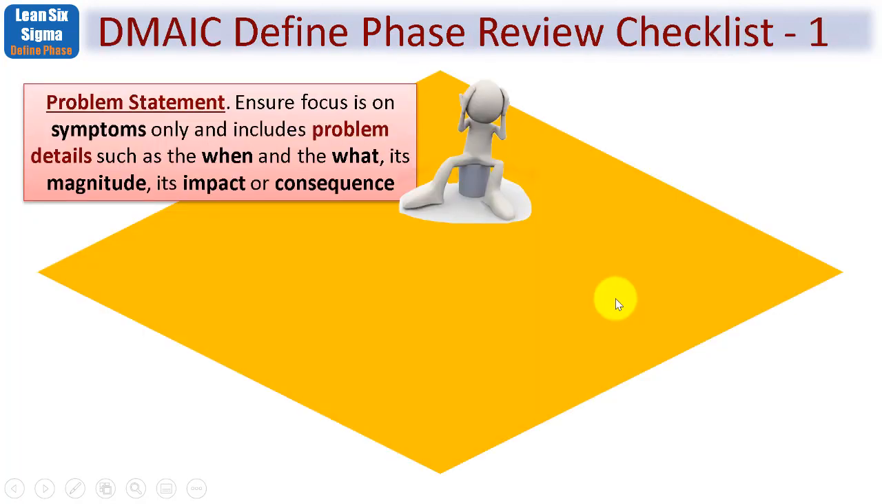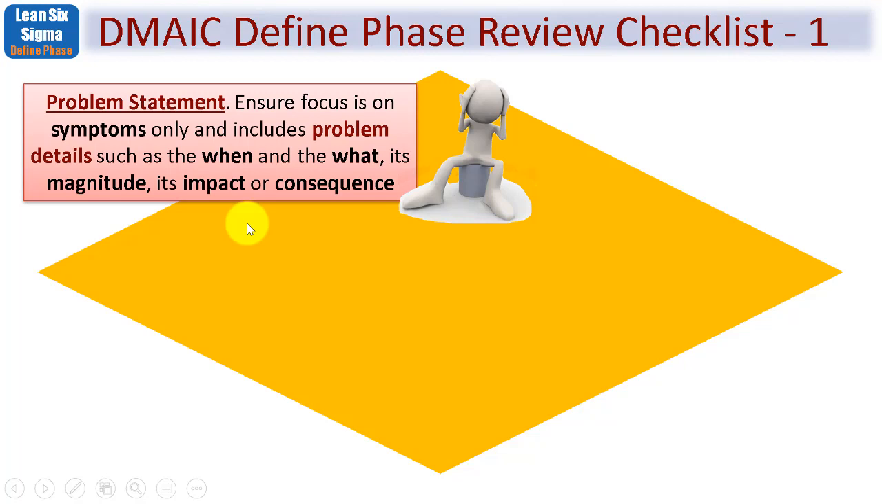So let's now go through our DMAIC Define Phase review checklist. First of all, let's talk about the problem statement. Here, we're ensuring focus is on the symptoms only and includes problem details, such as the when and the what, its magnitude, its impact or consequence.